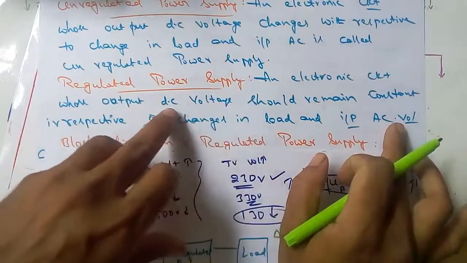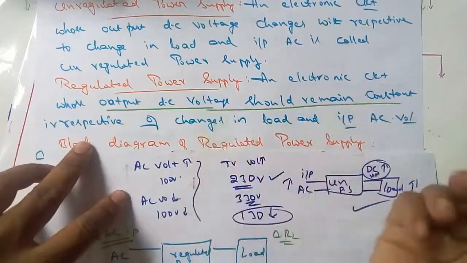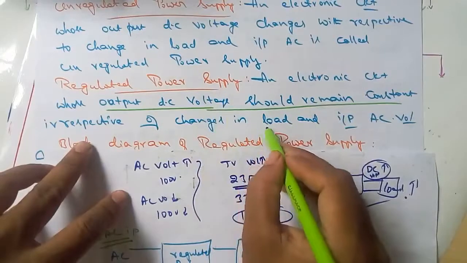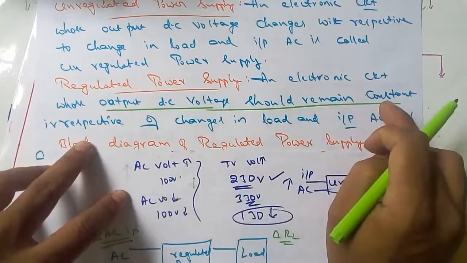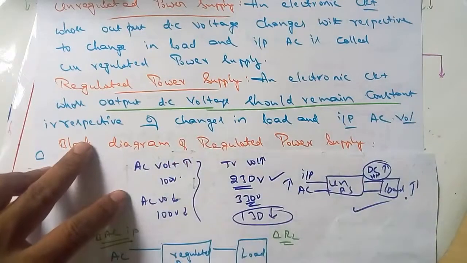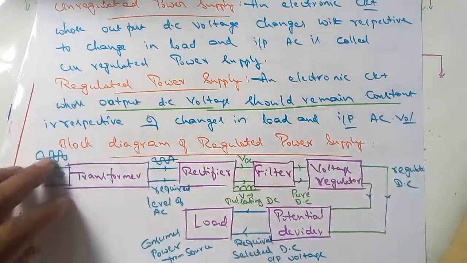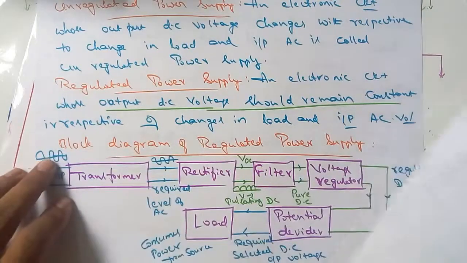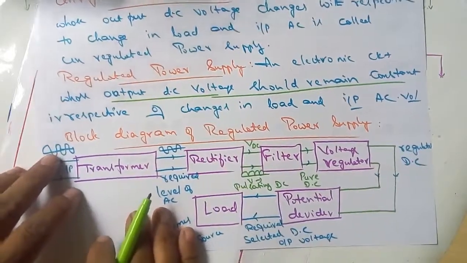That means the input DC voltage, that means the output DC voltage remains constant. Even with load changes, the output DC voltage remains constant. That kind of electronic circuit is called a regulated power supply. Understood? So now the next content we are going to discuss is the block diagram.